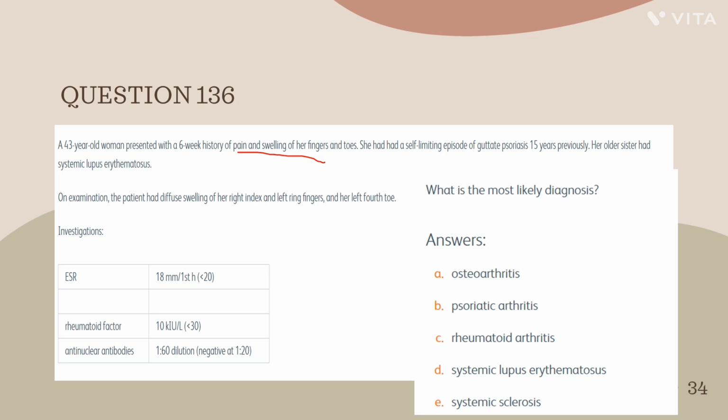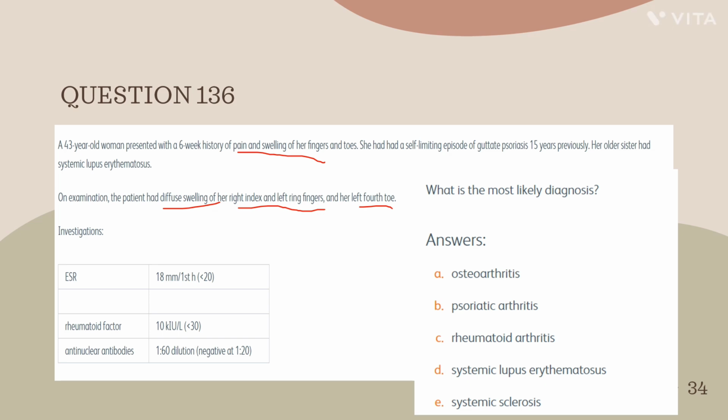The patient had diffuse swelling of her right index and left ring fingers and her left fourth toe. So many small joints are affected. There is diffuse swelling, right index, left ring, left fourth toe. Okay, and ESR is 18, rheumatoid factor is 10, ANA is 1 in 60. What is the most likely diagnosis? Is it osteoarthritis, psoriatic arthritis, rheumatoid arthritis, systemic lupus erythematosus, systemic sclerosis? So small joints are affected. There is diffuse swelling of the finger. Her older sister had SLE, but she's not having other signs of SLE.